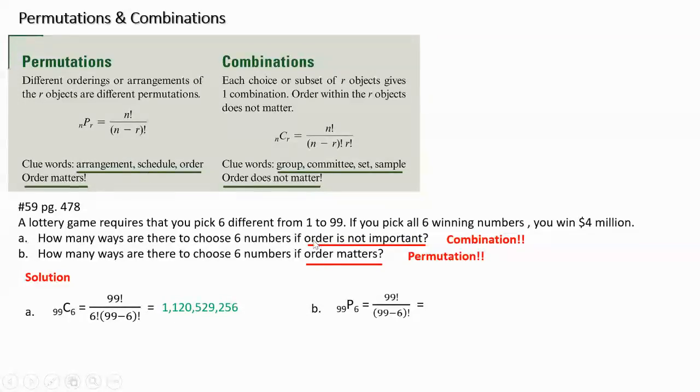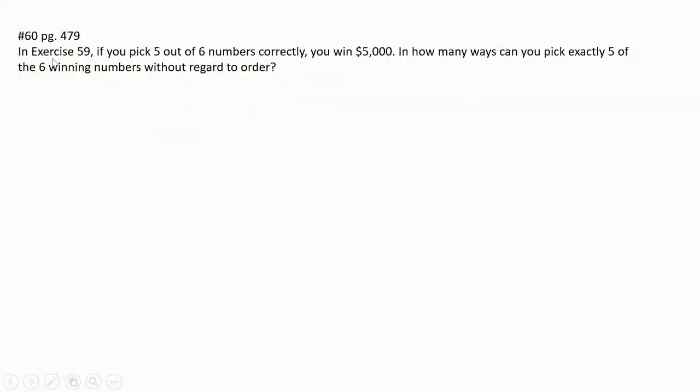For part B, if order matters, then it's going to be permutation. Again, going back to the keywords will tell you which one it is. So then it'll be 99 permutation 6. This will give us 806,781,064,320. You see, it's almost 805 billion more.